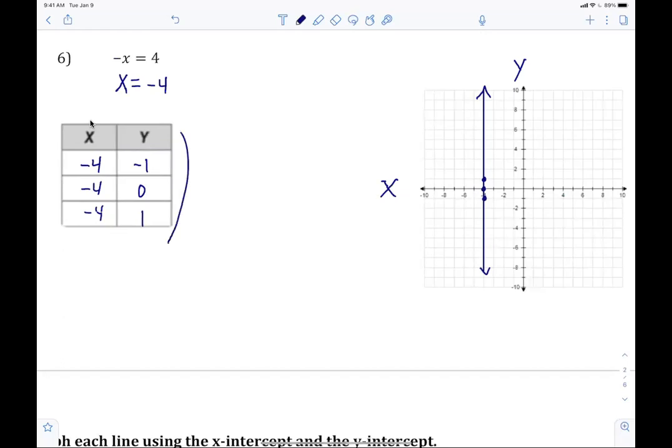You can put anything in for y as long as the x is what? -4. Doesn't matter what y values you put in. You'll get the same thing.